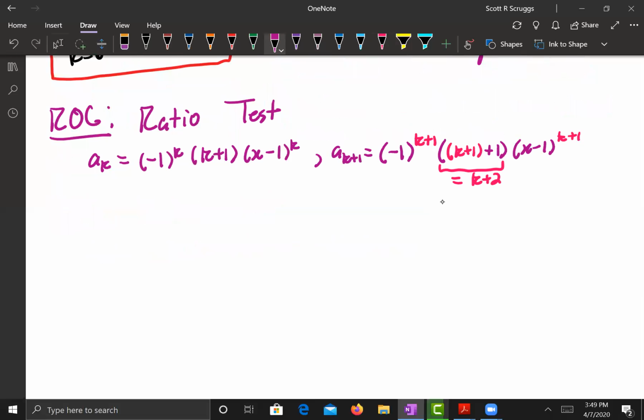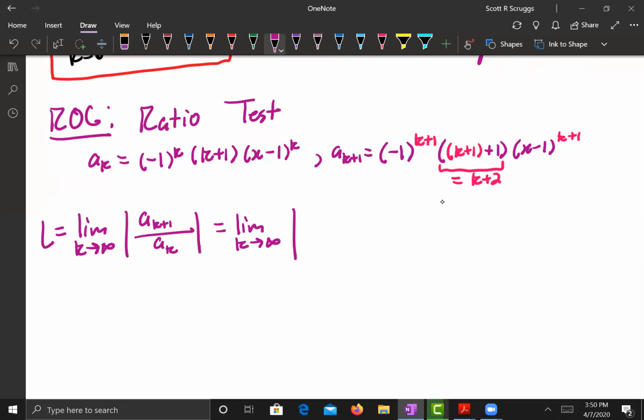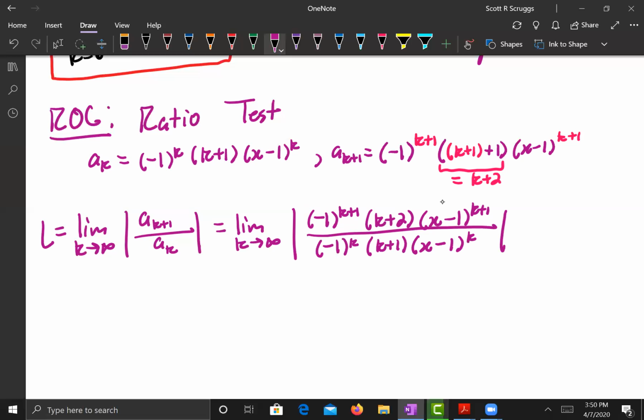And so now, finding the radius of convergence means I'm going to take the limit as k goes to infinity of a of k plus 1 over a of k, or the limit as k goes to infinity, absolute value of -1 to the k plus 1 times k plus 2 times x minus 1 to the k plus 1 power divided by negative 1 to the k power times k plus 1 times x minus 1 to the k power.